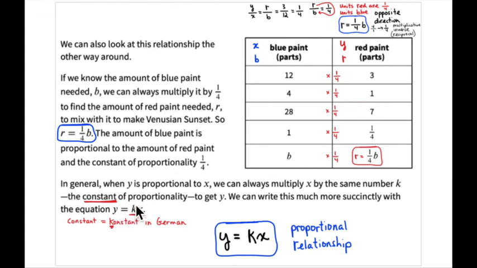So y is equal to some constant of proportionality times x. So we calculate the constant of proportionality, and we can figure out the amount of y, which is the right column, based on a given amount of x, the left column. So we're going to move from x to y by multiplying by k. So we do that all the way down here. That's what we're doing.